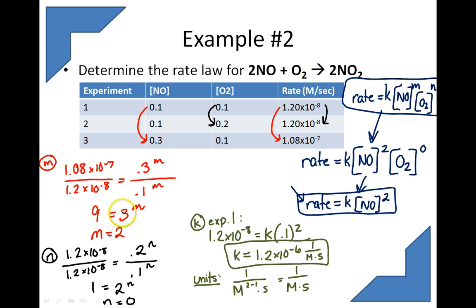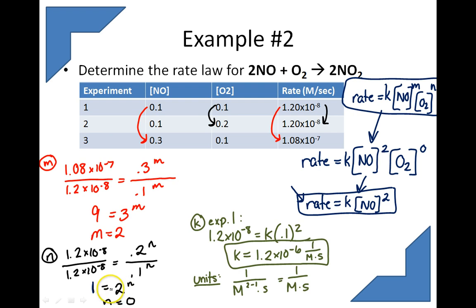This is where people often make a mistake. 3 to what power gives you 9? Well, that would be squared, 2. It's not third. 3 to the third is 27. For N, to find the exponent on O2, to figure out how O2 affects the rate, you'd look at experiments 1 and 2. There the concentration of O2 doubled, and the rate does not change. So plugging that in mathematically, you'd see that the rates are equal to each other, so it's a ratio of 1.